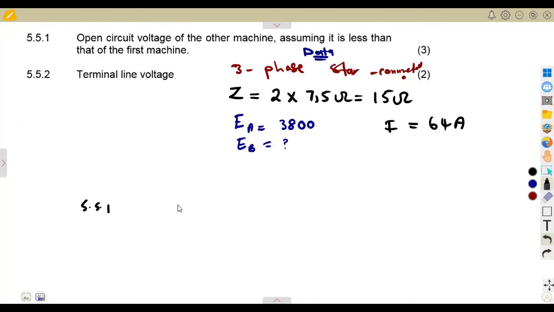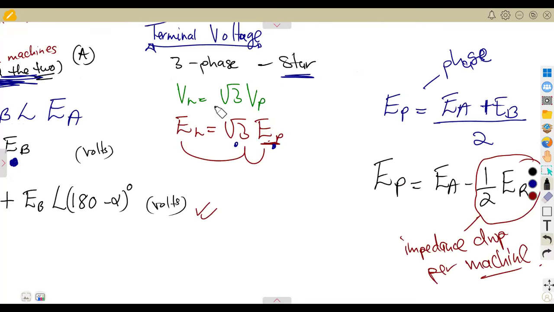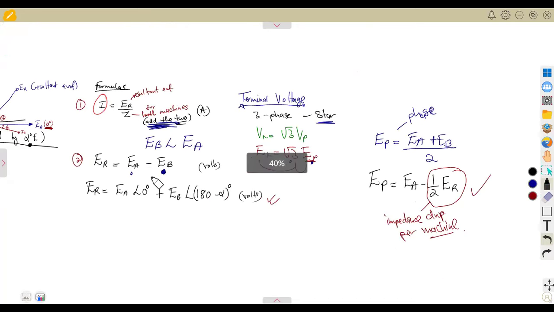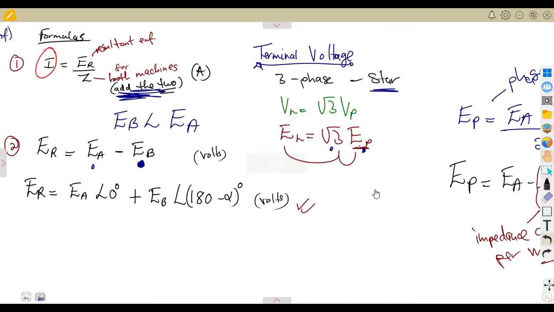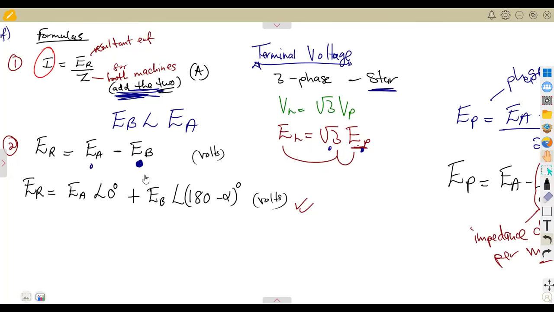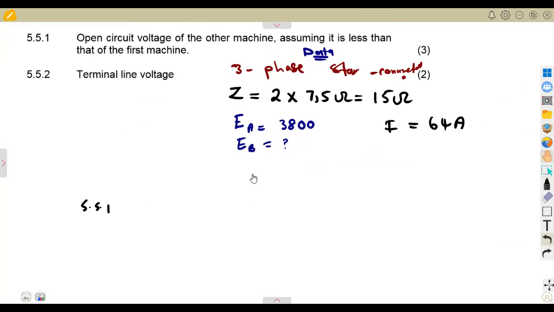We used the formulas that we considered about these two relationships: ER, the resultant, being equal to EA minus EB, if you're given the angles. They were not even given about the part of the angles that a certain part is going to lag by a certain angle. No, we are not given that. Number one. Number two, these are not even in polar form. They're just direct. So this is the best formula that you're going to consider.